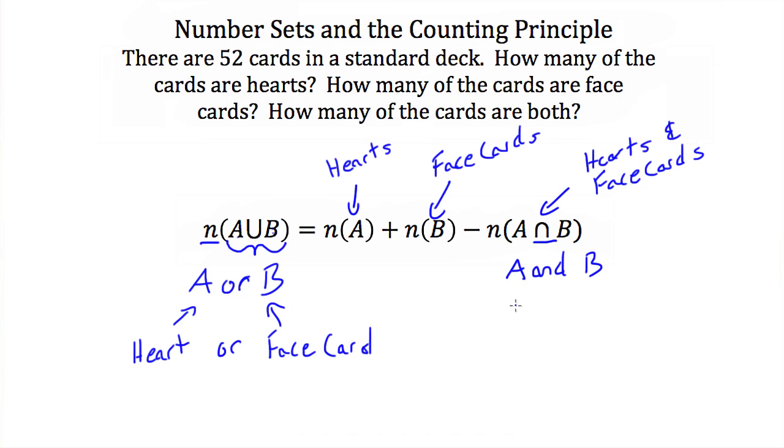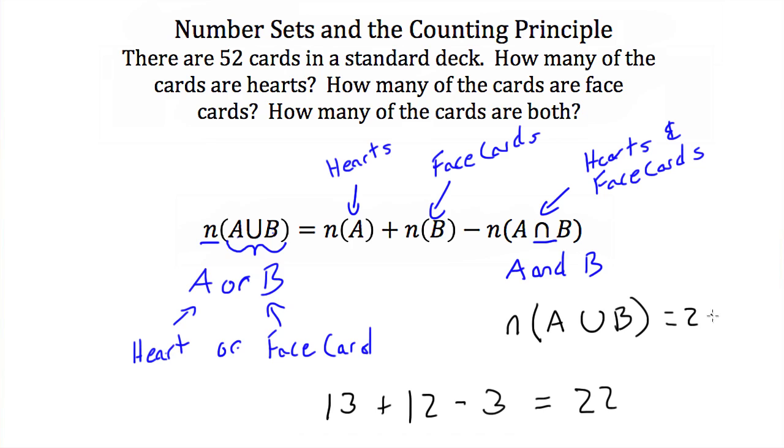at the same time. So if we wanted to know the number of cards that are a heart or a face card, well then we would add up the number of hearts, which is 13. We would add that to the number of face cards, well there's 12 of those, and then we would subtract the number of cards that are both hearts and face cards. Well, there are 3 of those. This brings us back to our 22. So the number A union B would be 22, or the number of hearts or face cards would be 22.